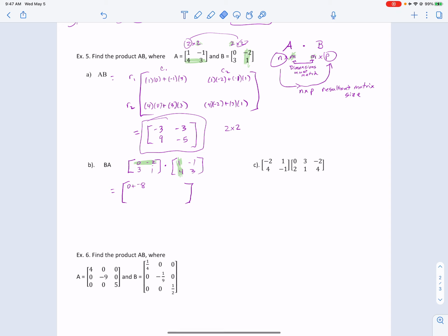Then we move to the second column, staying with the first row. And so 0 times a negative 1 is 0, and a minus 2 times 3 is a minus 6.